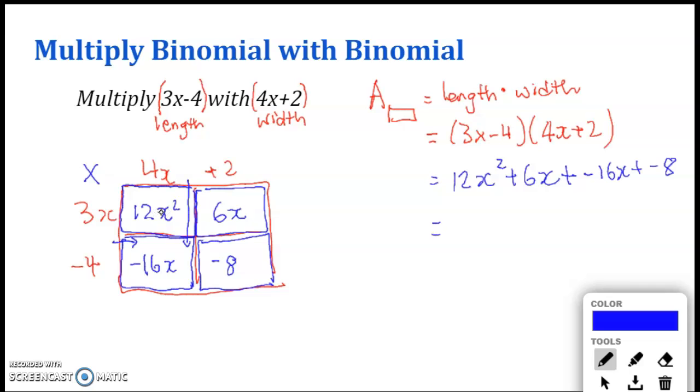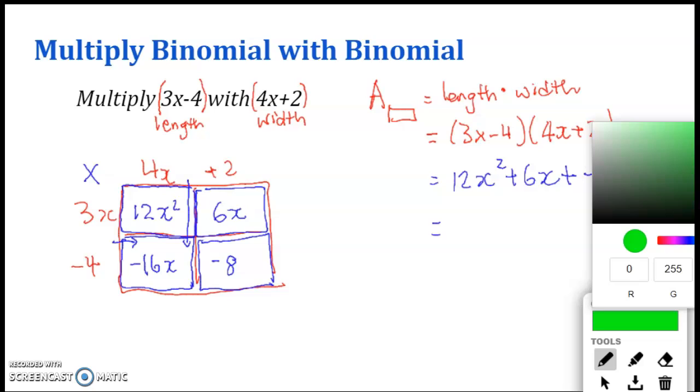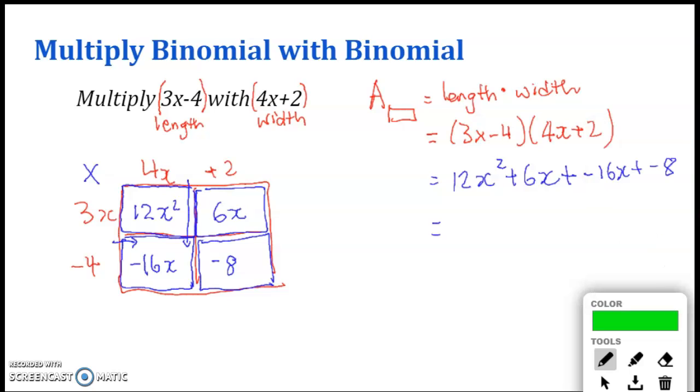And then from here, we can combine like terms. Where are my like terms? It's these two. So the 12x squared still stays, and then 6x plus negative 16x is going to be negative 10x. And then minus 8. All right, so that is my final answer: I have multiplied 3x minus 4 times 4x plus 2 and got 12x squared minus 10x minus 8.